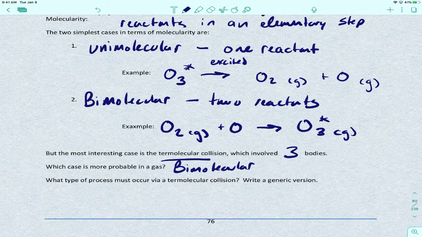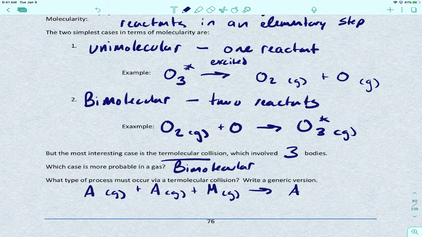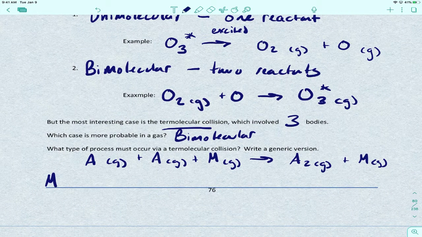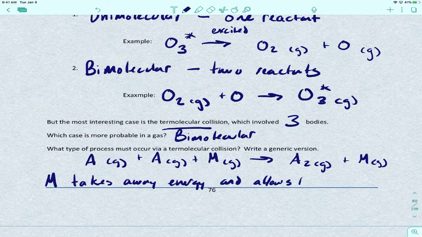Now, what kind of a process has to occur if it's a termolecular? What this would look like is you've got substrate A, let's say it's a gas, and then you've got another substrate A, but you've also got this M that's also a gas. And the 3 of them actually combine, you get A2. So the A's combine, and then you get the M by itself. Now what the M does is that it takes away energy and allows the 2 A's to combine.